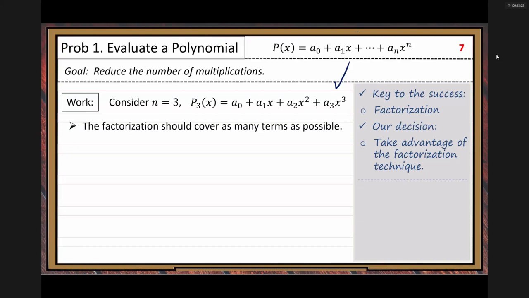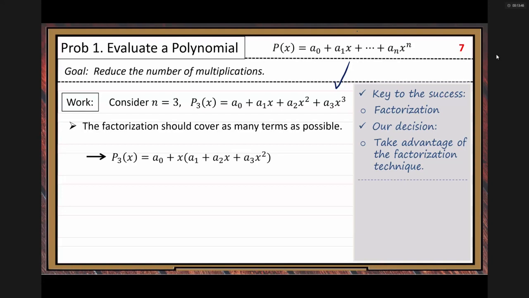The factorization should cover as many terms as possible. That's based on our understanding, because the more terms the factorization can cover, the more we take advantage of the factorization technique. We know it's a good one. It helps us improve the efficiency, so we want to make it cover more terms so we can improve more. So this is part of the so-called understanding.